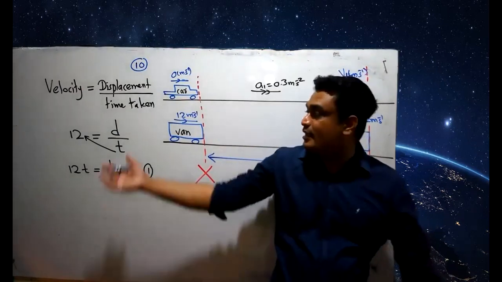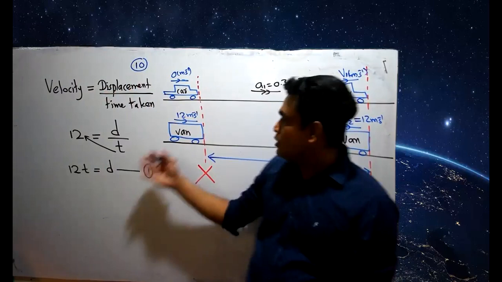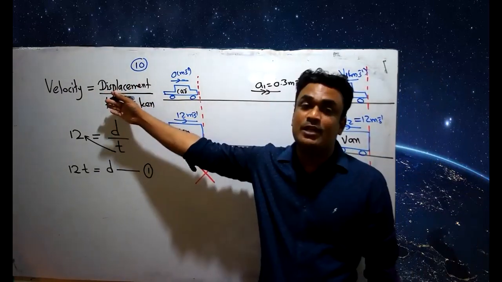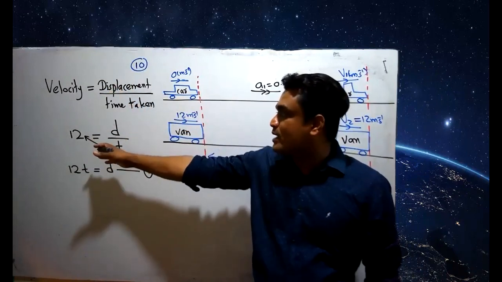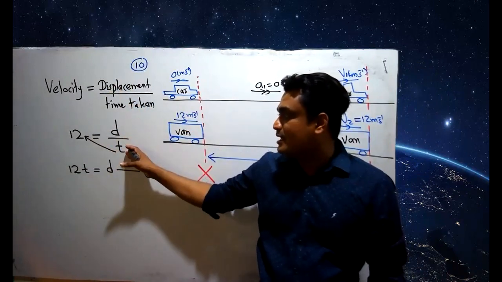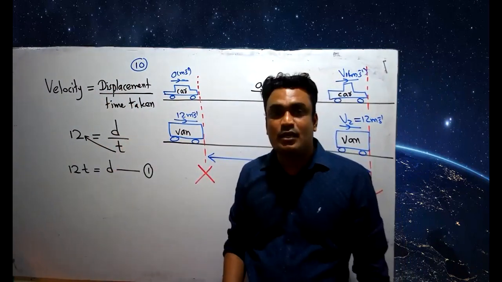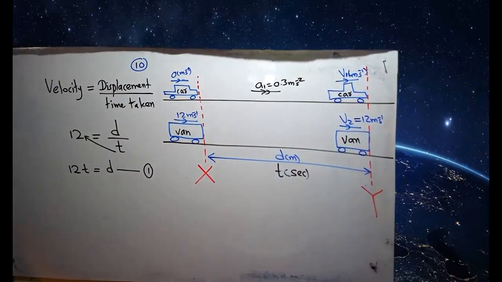So I have applied the equation velocity equals displacement divided by time taken for the van, because the van is moving with a constant velocity. This is the equation that we use to find constant velocity and average velocity. So velocity 12 equals displacement d divided by time taken t, t is taken to the other side, then we get 12 times t equals d. Equation number 1. Complete here.